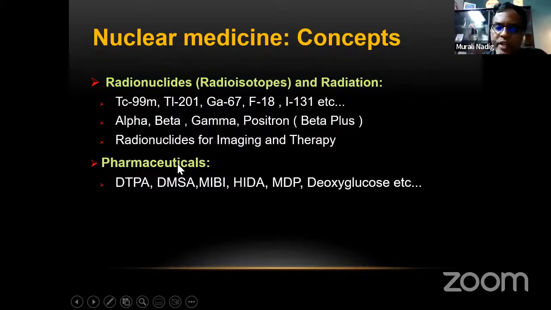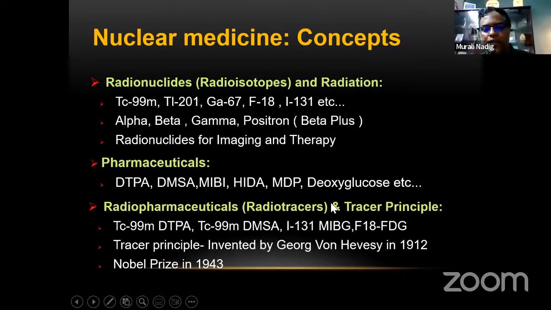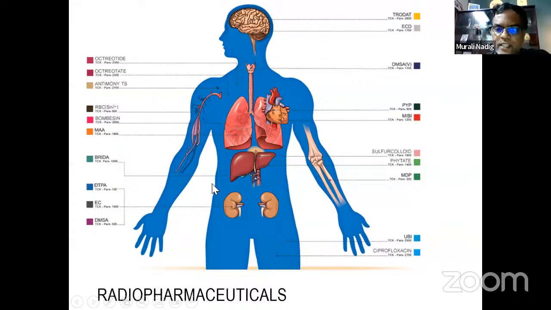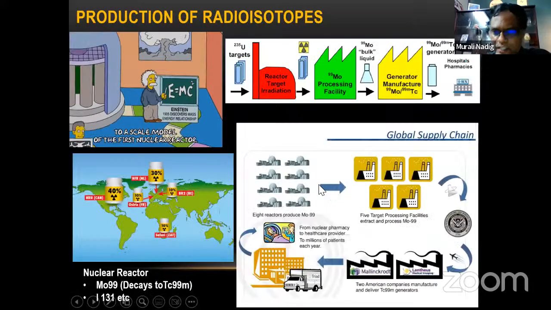So we use it for labeling with different compounds like DTPA, DMSA, MIBI, HIDA, or MDP. Depending on the way the body handles these compounds, they are used for different organ imaging. For example, DTPA is handled through the kidneys by GFR. So the technetium DTPA scan is used for renal scintigraphy, especially GFR estimation and outflow tract assessment. Similarly, EC and MAG3 are also used for outflow tract imaging. DMSA is used for renal cortical imaging. Similarly, we have numerous other tracers for different organ imaging that we will not study here, so that is out of scope of this presentation.